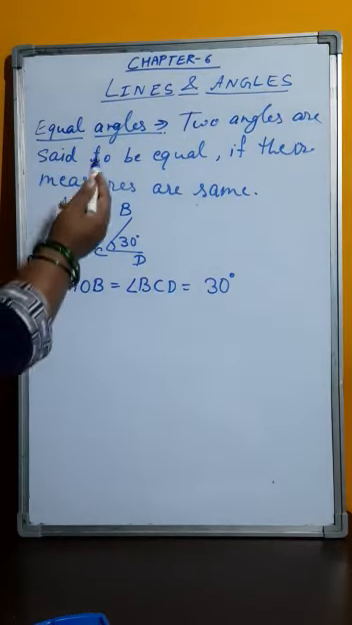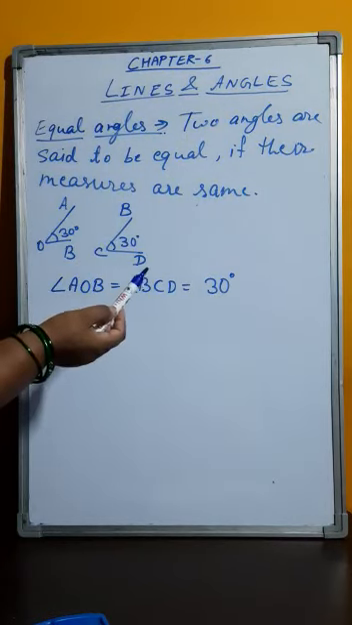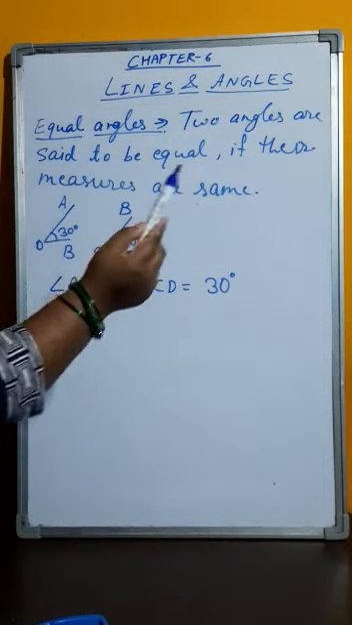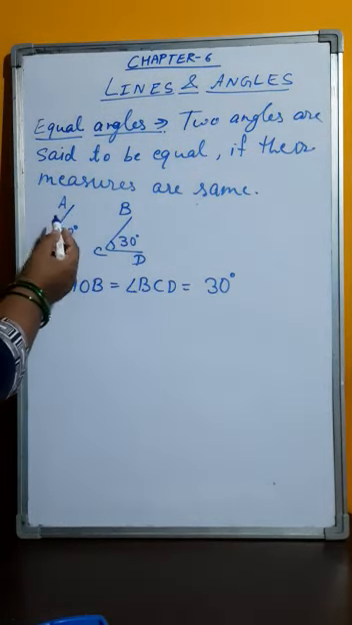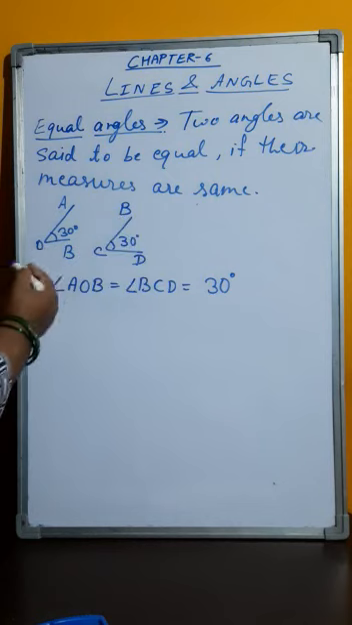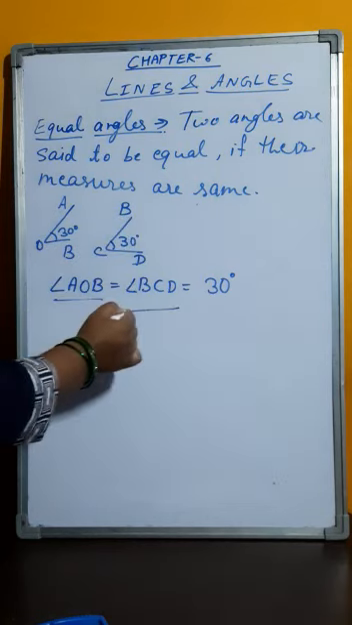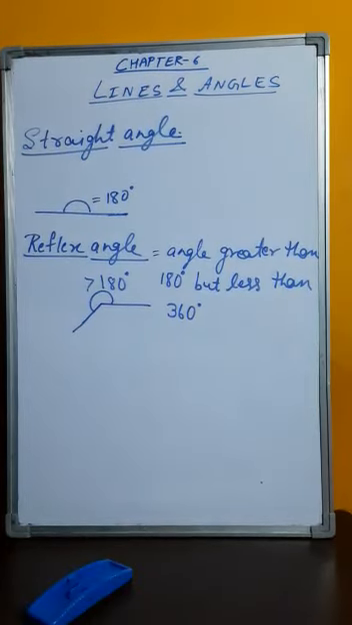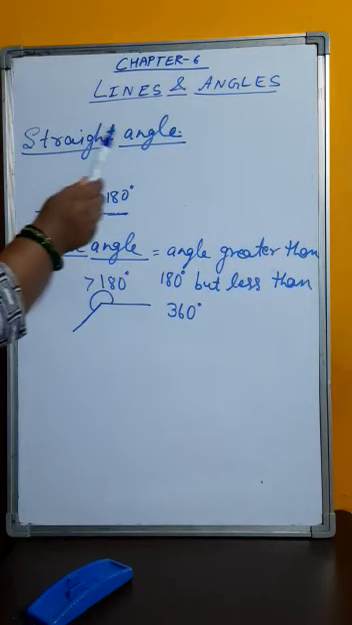Now let us see equal angles. Two angles are said to be equal if their measures are the same. You can see here two angles AOB and BCD. Both measures are 30 degrees. So AOB can be said equal to BCD.